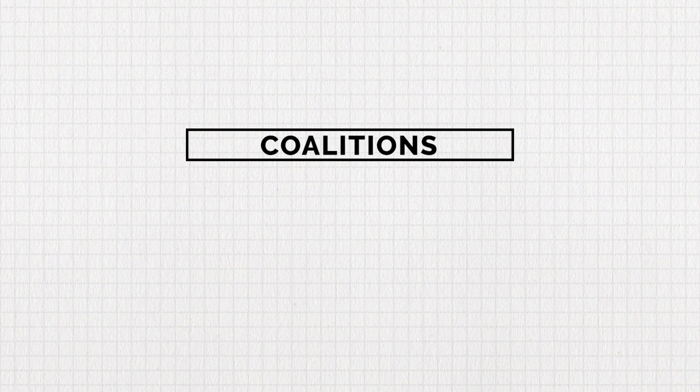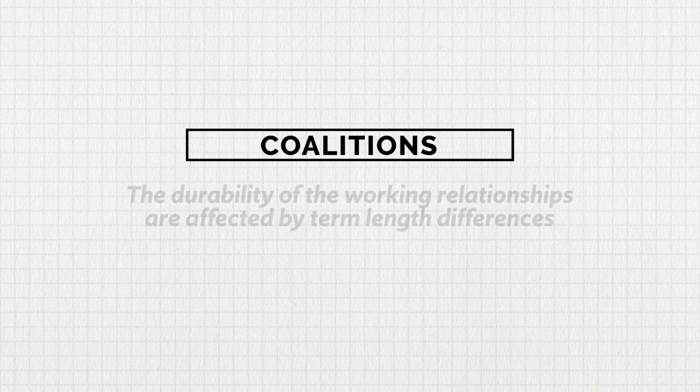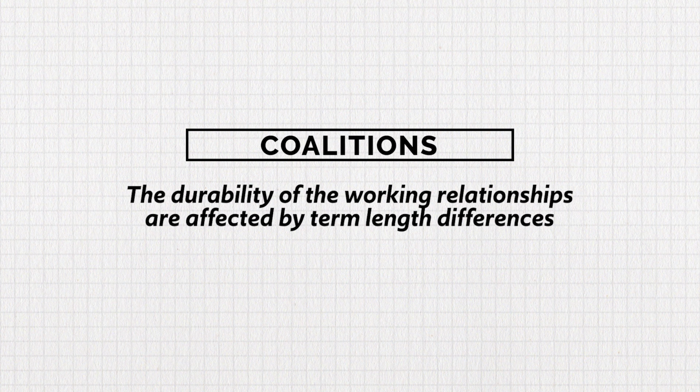Now, you should know that in doing this work of legislation, coalitions are formed in order to make the process more efficient. These coalitions are formed in both houses, but the durability of the working relationships are affected by term length differences. Senate coalitions tend to be longer lasting and more durable, while House coalitions can change more often, even though re-election rates tend to be high.